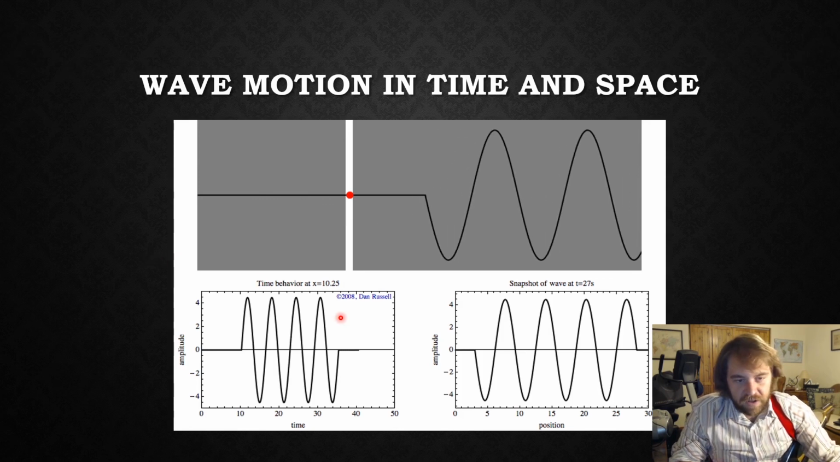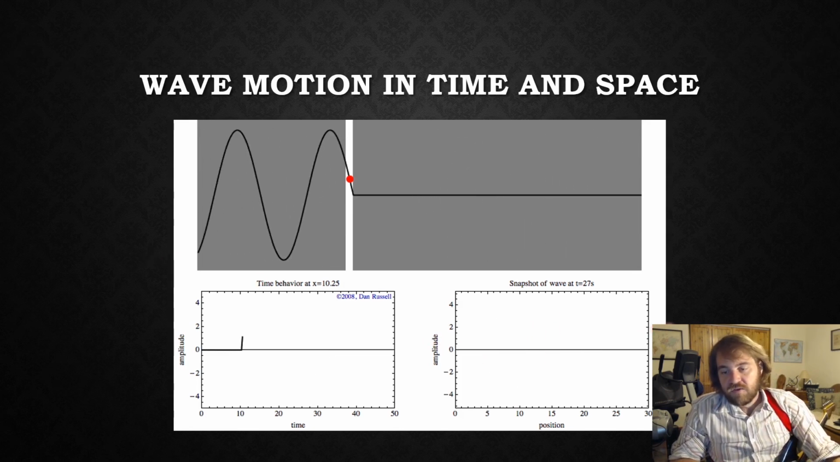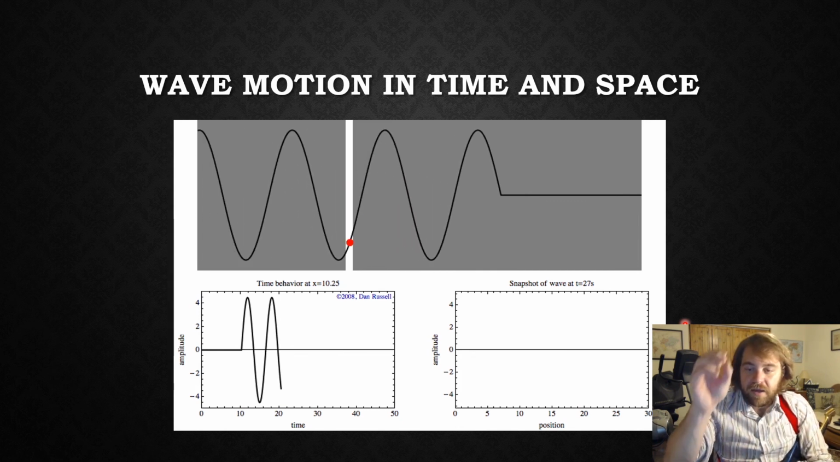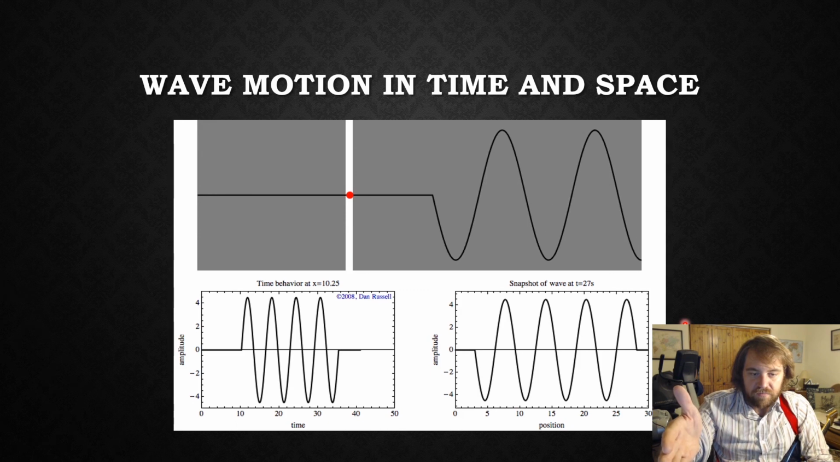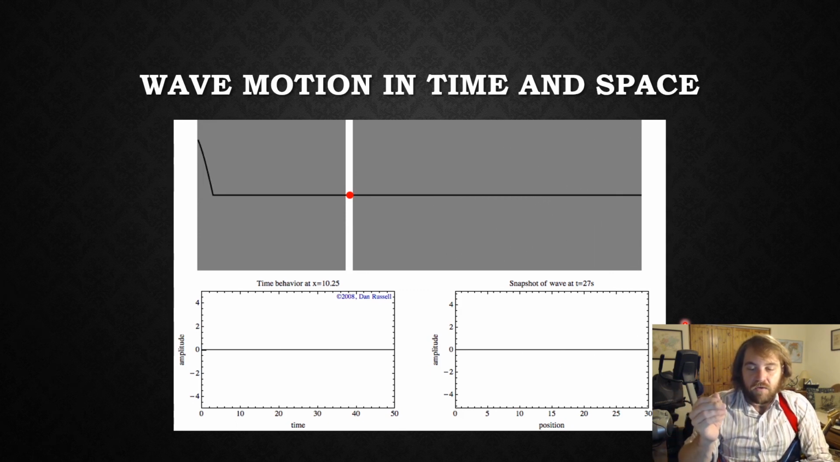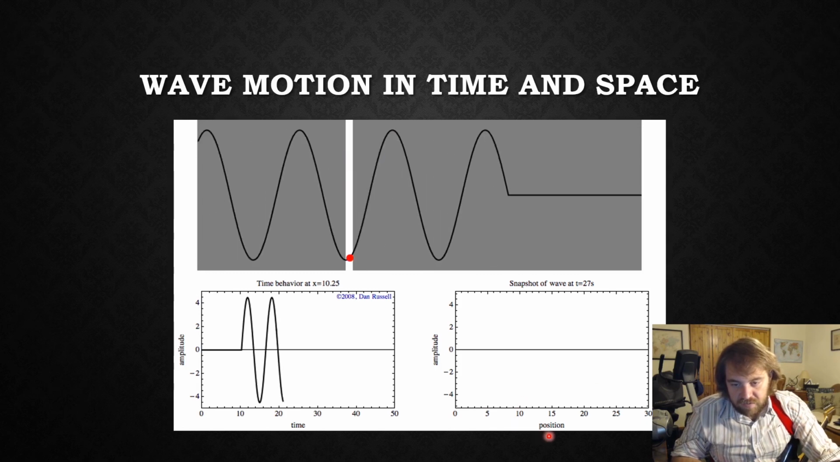Now the graph on the right is doing something different. It's actually looking at a snapshot in time, 27 seconds. So right there you just saw 27 seconds occurred, and it's showing us different locations in space right here.